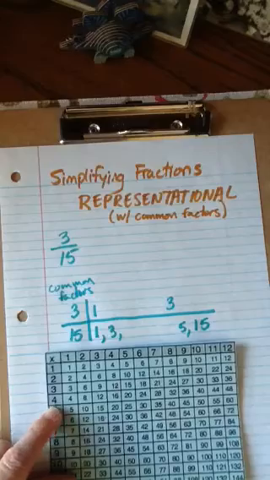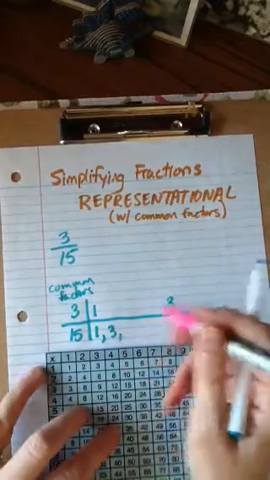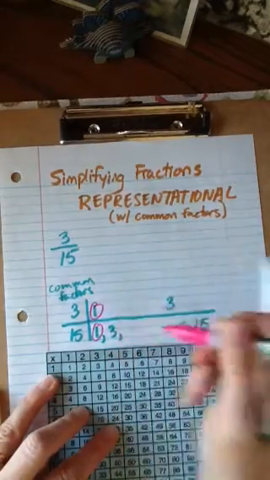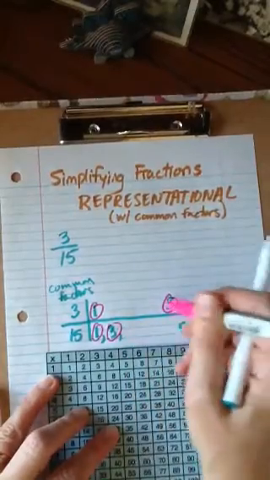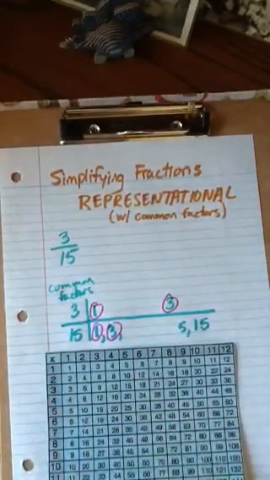Okay, so we've got our common factors. What's the greatest common factor here? They've both got 1 and they've both got 3, so 3 is the greatest. Okay, 3 is the greatest.